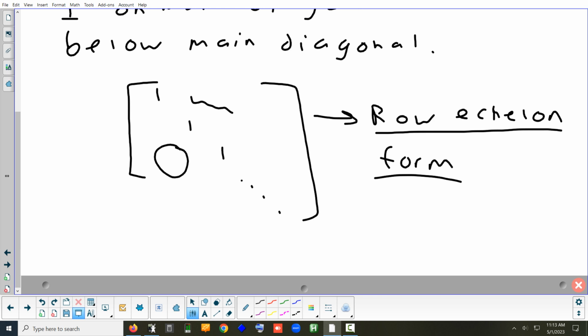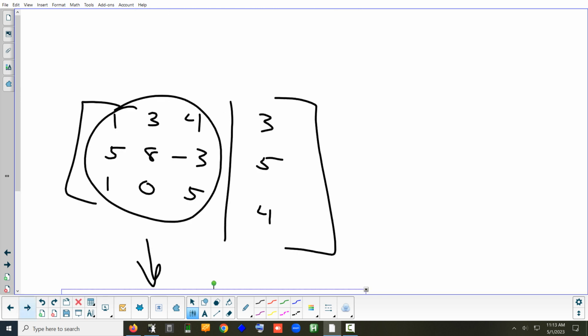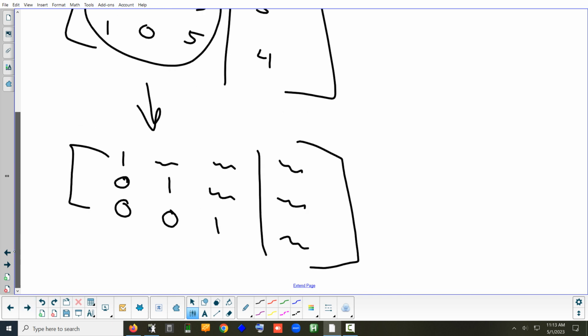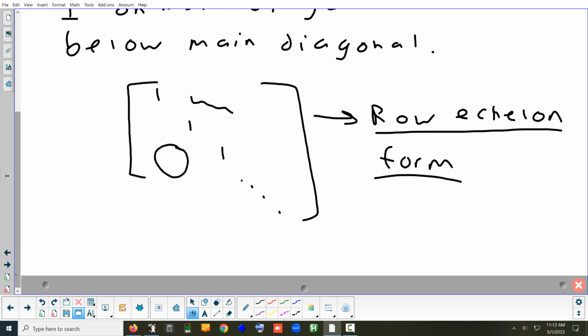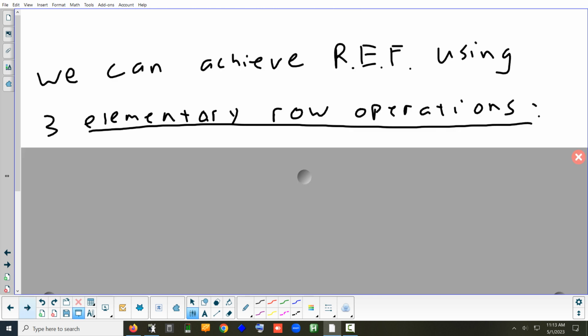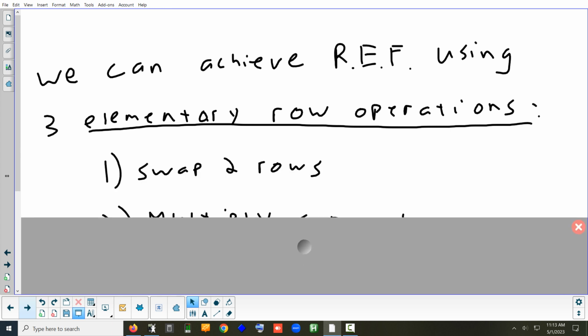Now, how are you going to get ones and zeros in those spots? Well, you can't just do anything you want. There's certain rules that you have to follow if you want to change these numbers into those numbers. And the rules, there's basically three things that you're allowed to do. And those are called elementary row operations. They are the three things that you are allowed to do to a matrix to try to make it look the way you want.